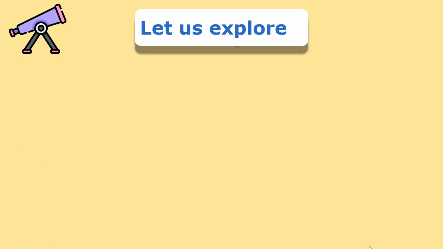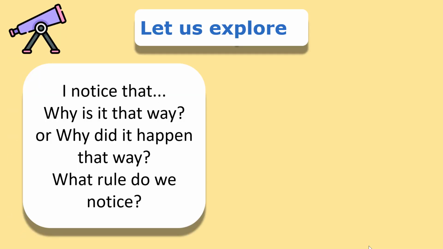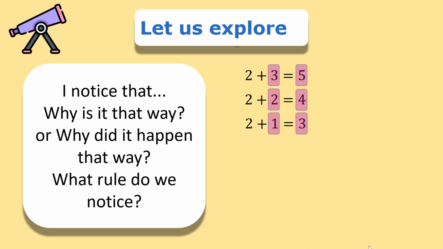Let us explore. Remember to notice a pattern. Ask yourself, why is it that way? And then, what rule do we notice? So 2 plus 3 is 5. So if we add a positive number, we move to the right. So if we add 0, it stays the same.